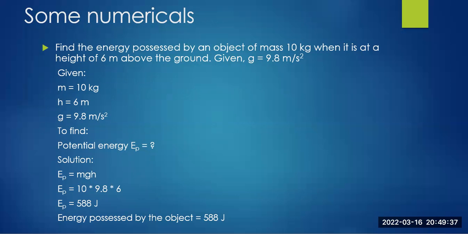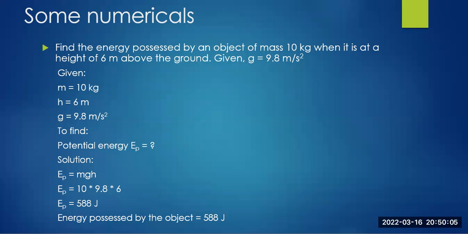To understand the formula further, we consider some numericals. Find the energy possessed by an object of mass 10 kg when it is at a height of 6 meters above the ground. Given is g is equal to 9.8 meters per second square. Writing down the given information, m is equal to 10 kg, h is equal to 6 meter, g is equal to 9.8 meters per second square. We have to find potential energy EP.